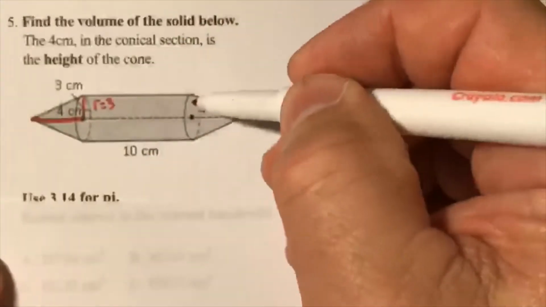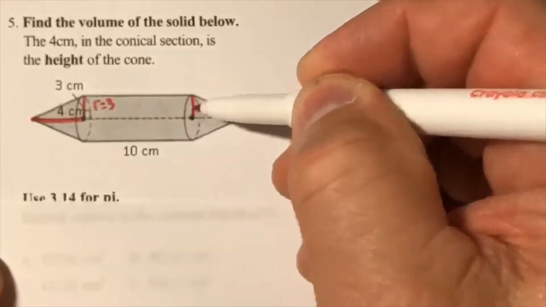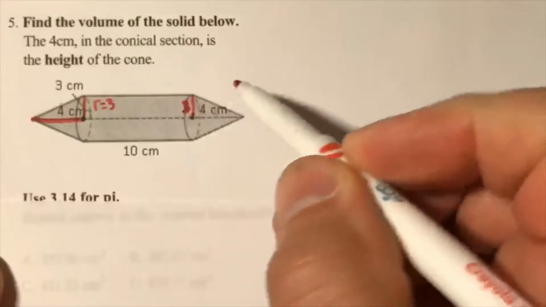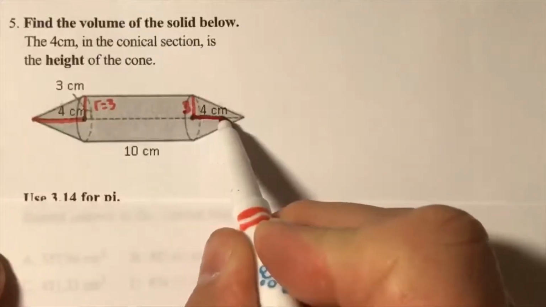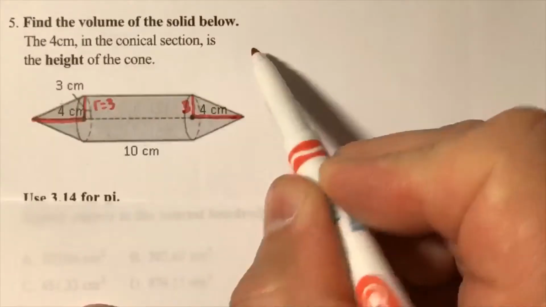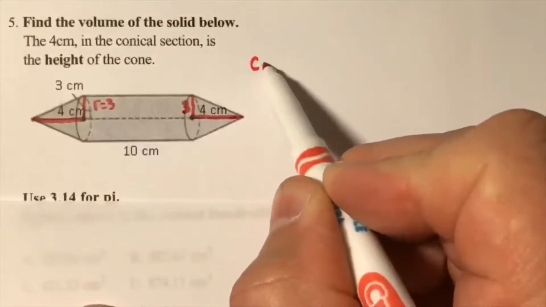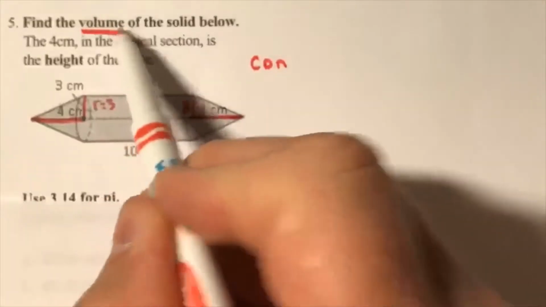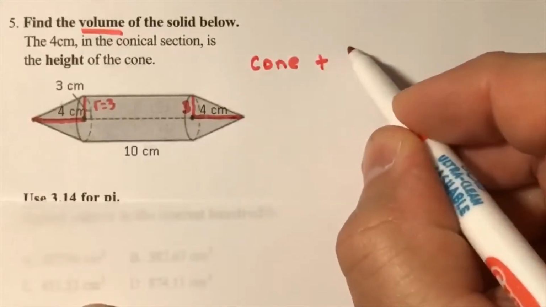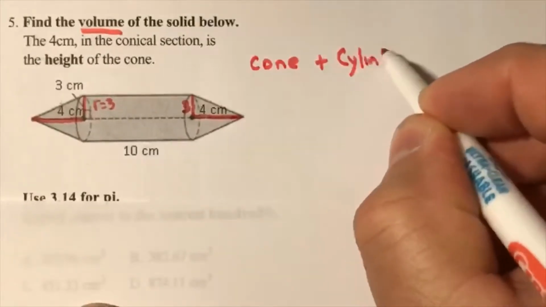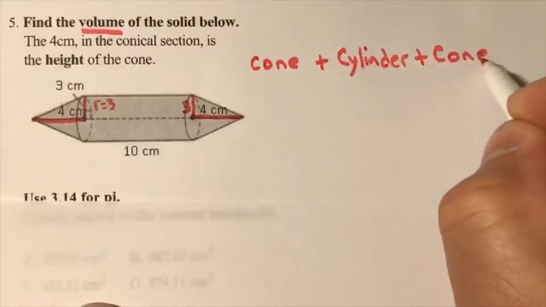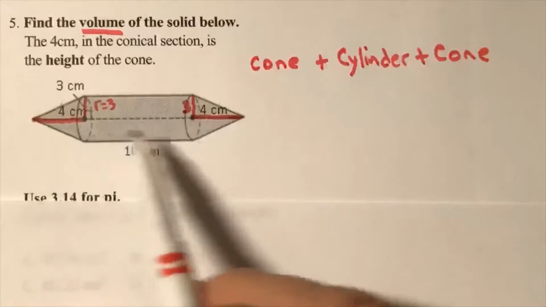All right, and also for this cone here, because we have a cylinder and 2 cones, we also know that this is also 3. This is the height. Now we need the height for volume. Let's write down from left to right: cone, we have to find the volume of a cone, plus cylinder, and plus another cone. These 2 cones are identical.